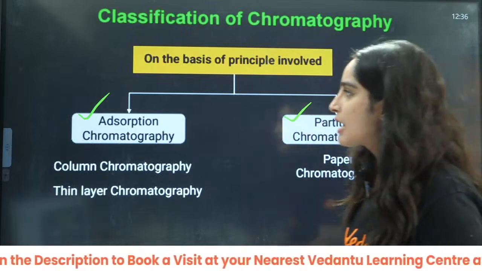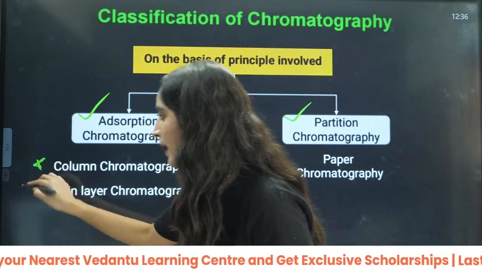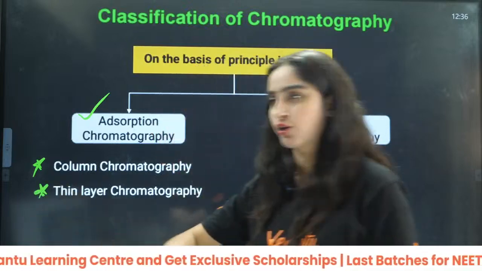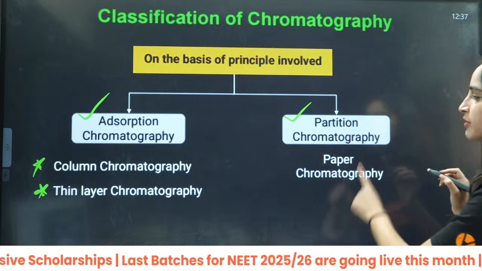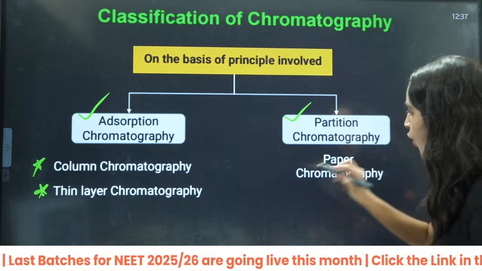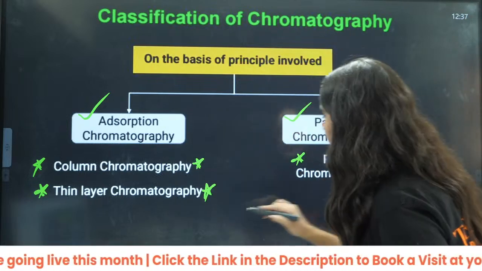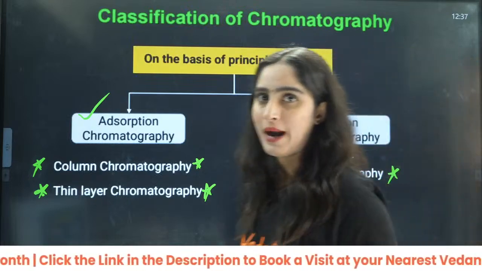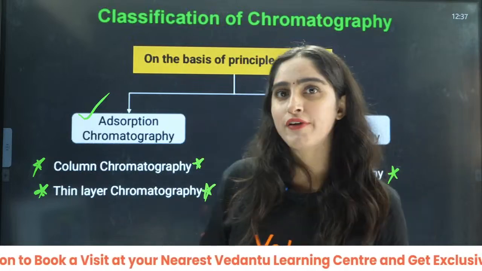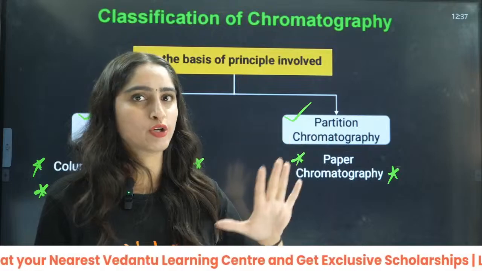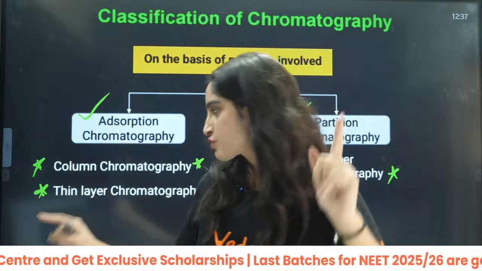In our syllabus, when we talk about adsorption chromatography, we will talk about column chromatography and thin layer chromatography. When we talk about partition, P for partition, P for paper, you have paper chromatography. We are going to study in detail these three chromatographies: first column chromatography, second thin layer chromatography, and third paper chromatography. I will try my best to visualize this for you.